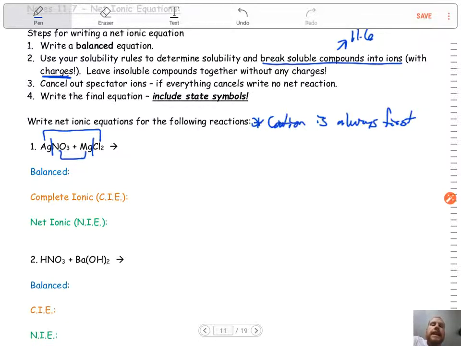Okay. The next step I would do for my balanced equation is write your charges. You're going to need to know the charges for the complete ionic equation and the net ionic anyway. So go find the charges of all these substances. Silver, if you look it up on your reference table, is a +1. Nitrate is a -1. Magnesium is a +2, and chlorine is a -1.